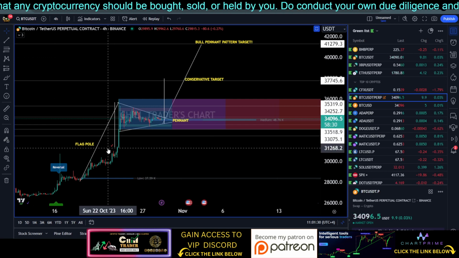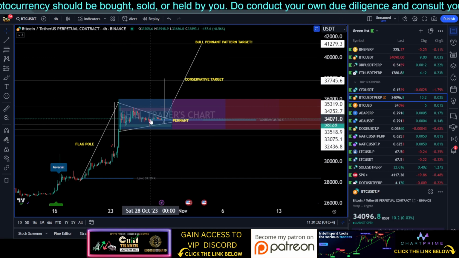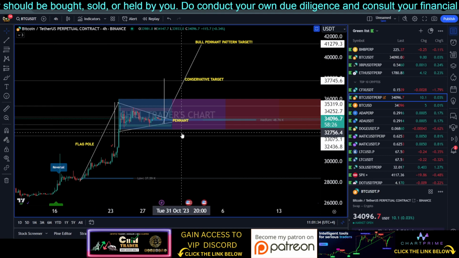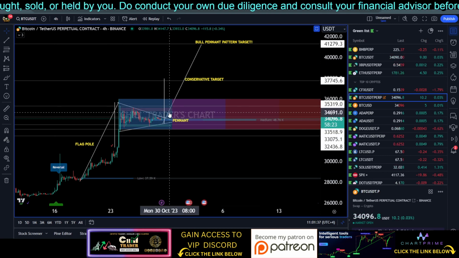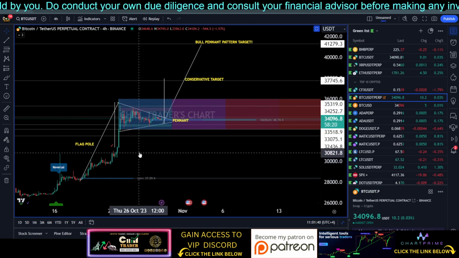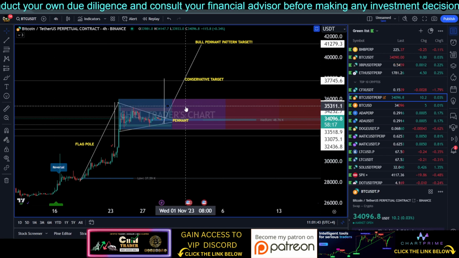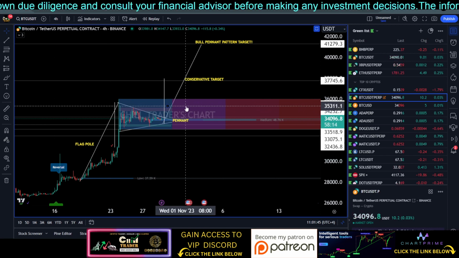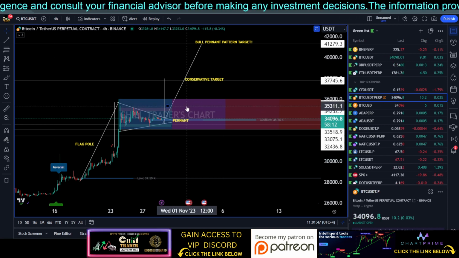All right, so now that we have dissected this chart, where are the entries and stop loss of this chart pattern? Ideally, for this bull pennant pattern, most traders would wait for a possible breakout confirmation.